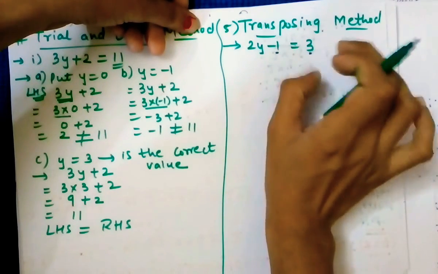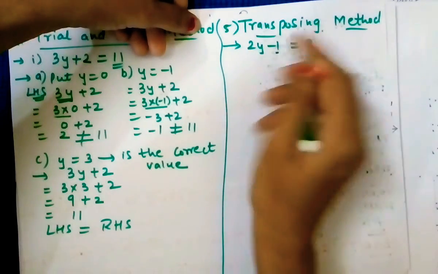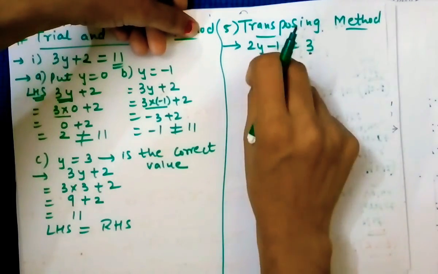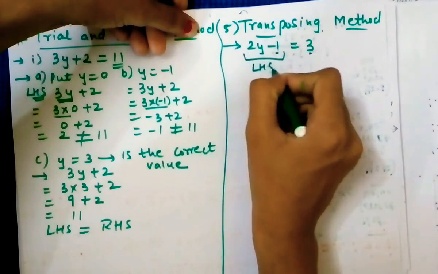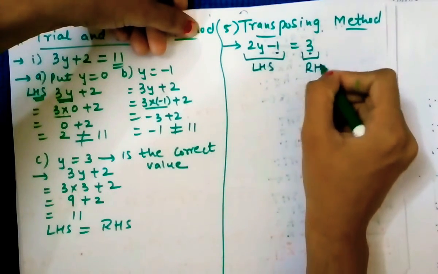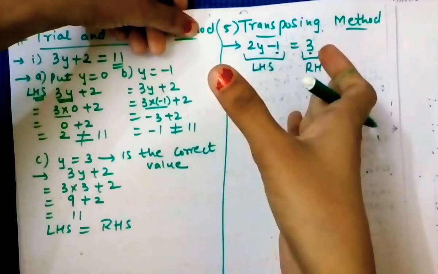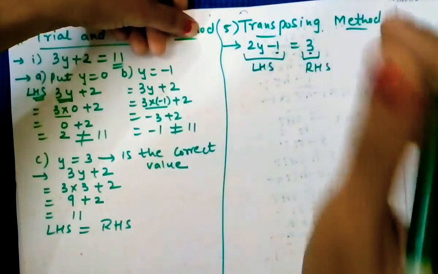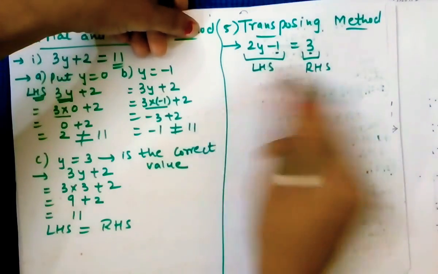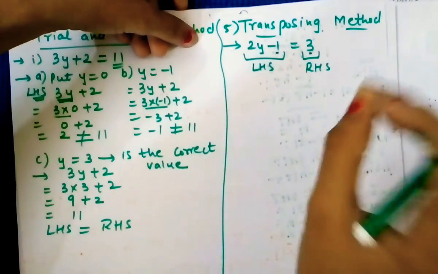Number can be solved with the number part. So in the transposing method, we can shift from LHS to RHS. Now this part is LHS and this part is RHS. So from LHS we can shift to RHS, or from RHS we can shift to LHS as per the need. But before we shift anything from LHS to RHS, there are certain rules.